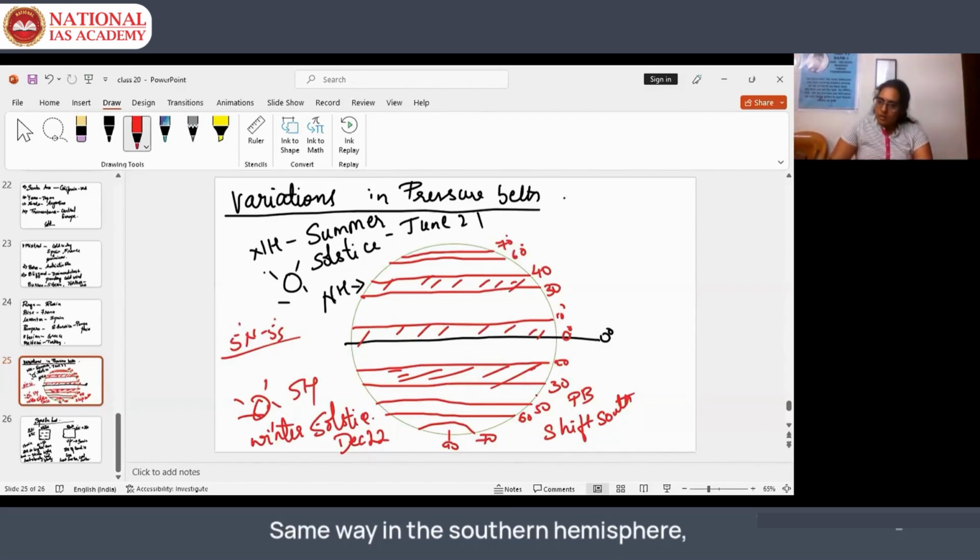Same way in the southern hemisphere, it will also shift towards the north. So instead of 25 to 35, it will shift to the north by 5 degrees. It will be 20 to 30, 50 to 60, and 70 to 90. So all the pressure belts will see a shift of 5 degrees to the north. When it is winter solstice, same way, everything will come down by 5 degrees, and you will see that there is a shift southwards of 5 degrees.